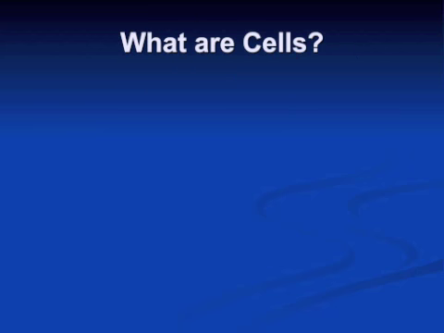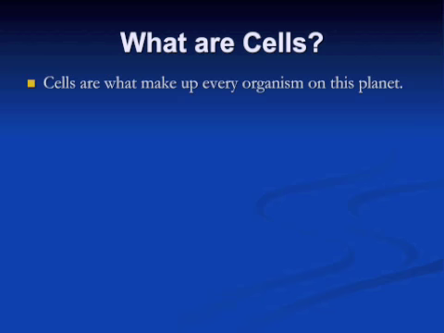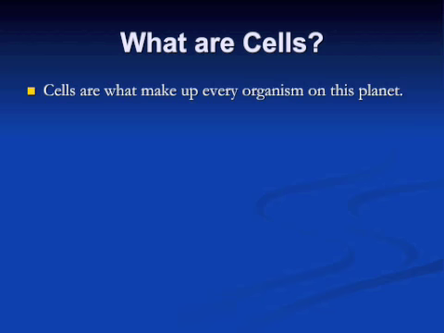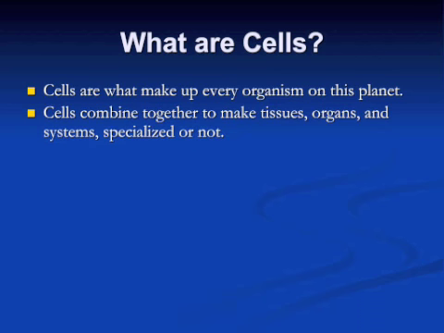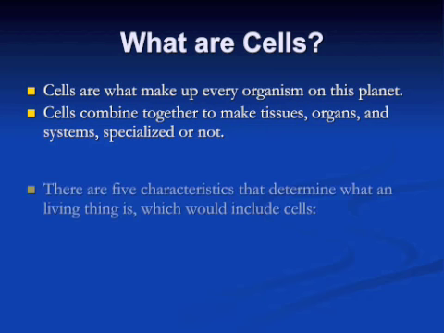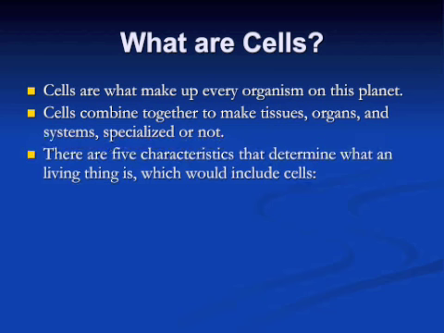Alright, first a little review. What are cells? Cells are what make up every living organism on this planet, as you might know. This is all grade 8 stuff, you should know this. Cells combine together to make tissues, organs, systems, specialized or not. There are 5 characteristics that determine whether something is a living thing or not, which would include cells.